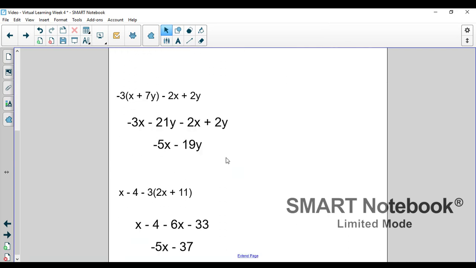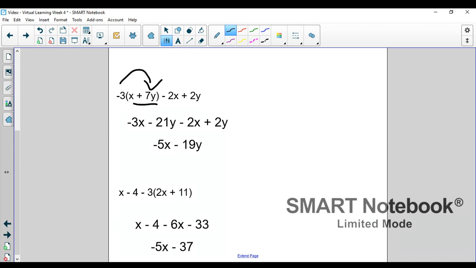Second question, I have -3 times the quantity of x plus 7y, and then I have -2x plus 2y. First thing again, I over under, -3 times x gives me -3x, -3 times +7y. Again, I knew this is positive because of the symbol that was in front of it. Right here, this positive sign lets me know, hey, that's a +7, and -3 times +7 was -21y. And again, I drop down -2x plus 2y because they're outside the parentheses.